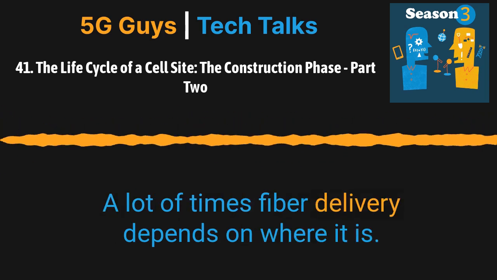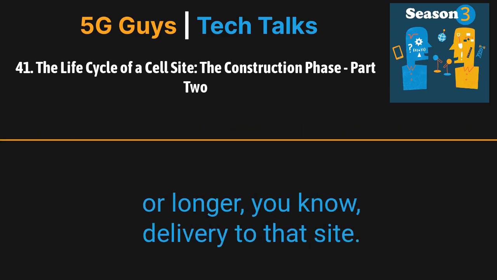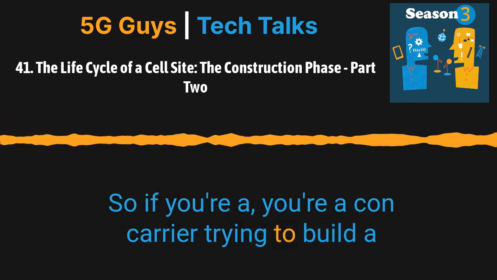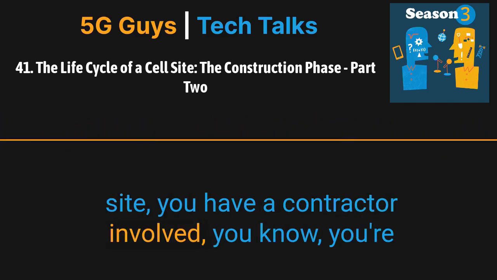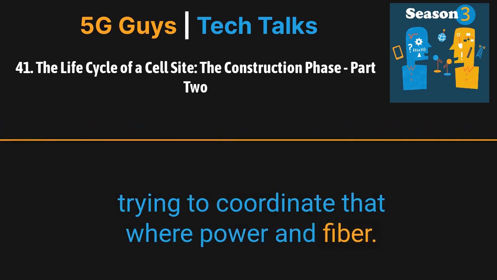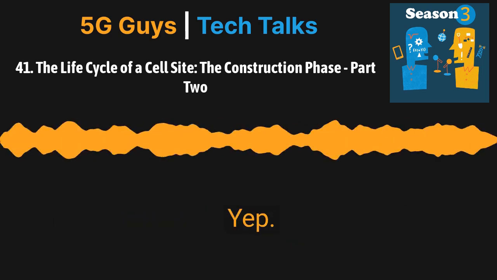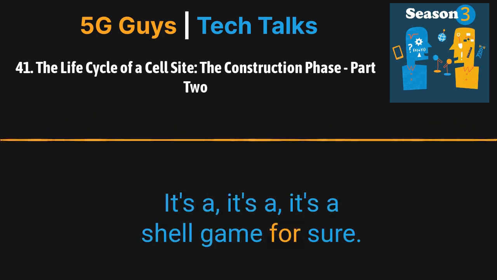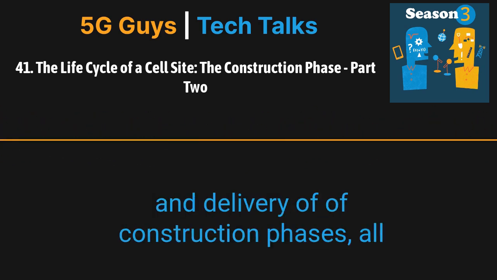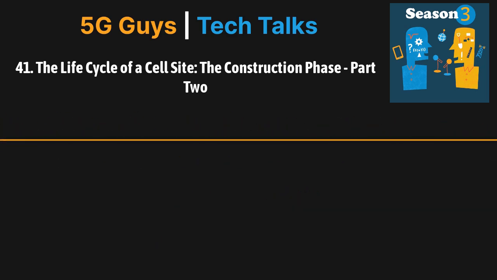A lot of times fiber delivery depends on where it is. It might have a 6-month delivery or longer to that site. So if you're a carrier trying to build a site, you have a contractor involved, you're trying to coordinate where power and fiber come together with construction in a reasonable time frame. That makes sense? Yep. Yeah, it's a shell game for sure, trying to coordinate all these different trades and delivery of construction phases to happen at the same time. It's kind of a big puzzle, huh?